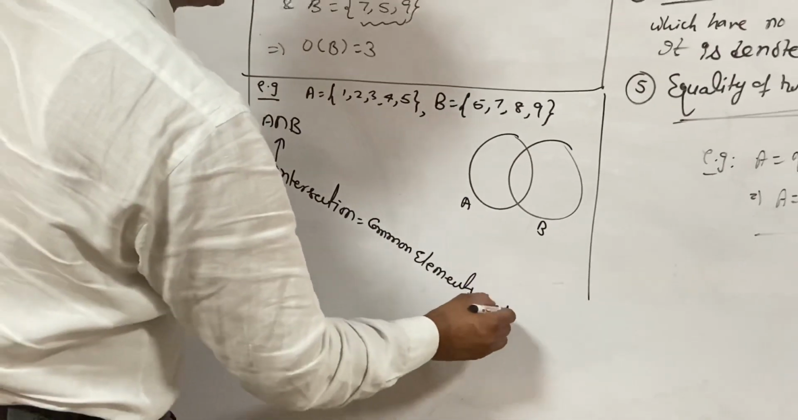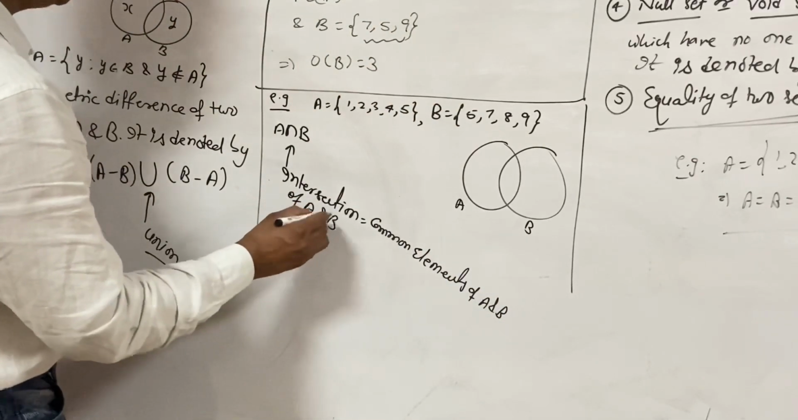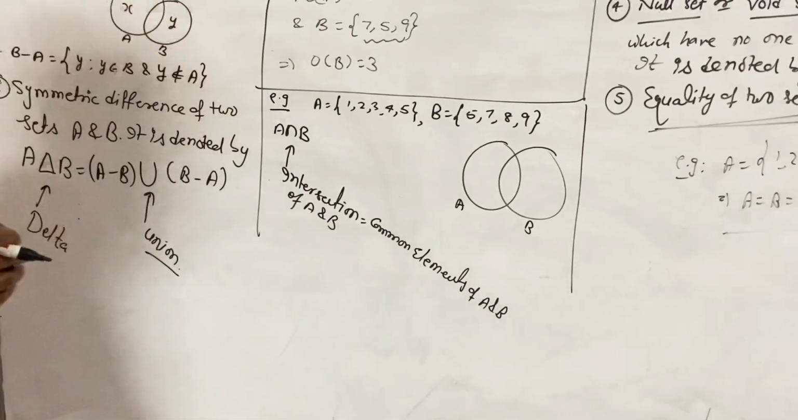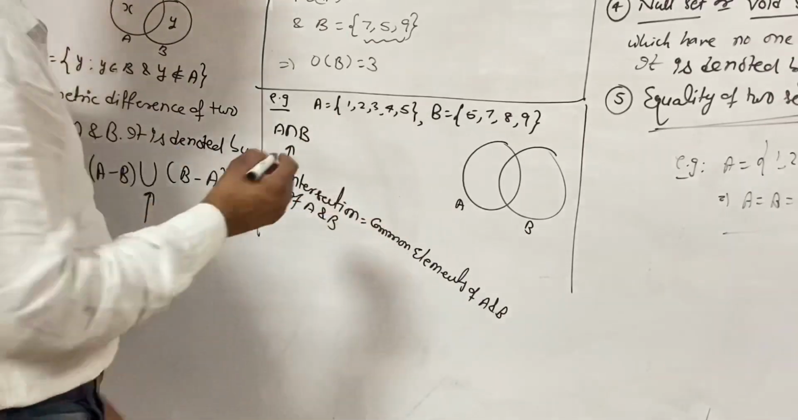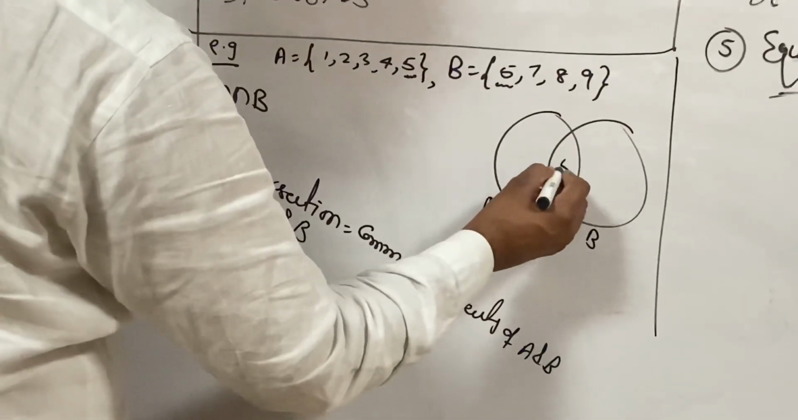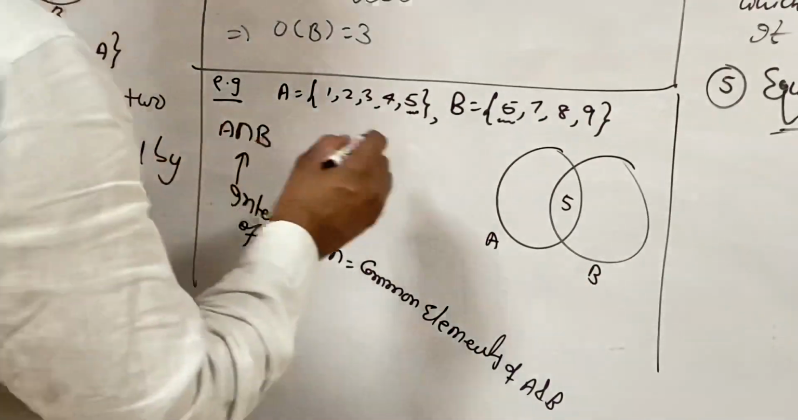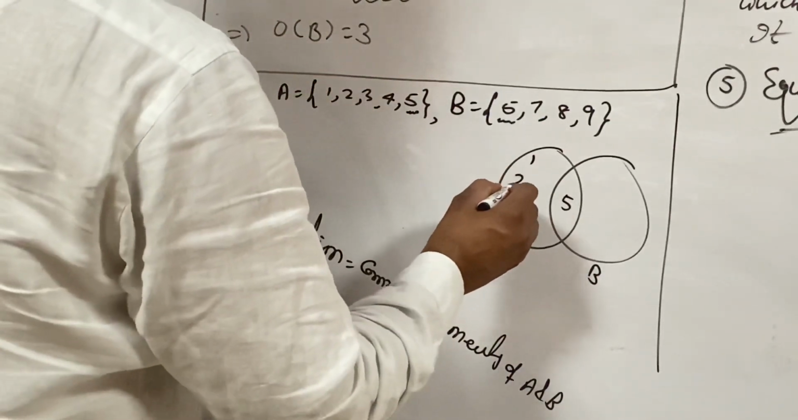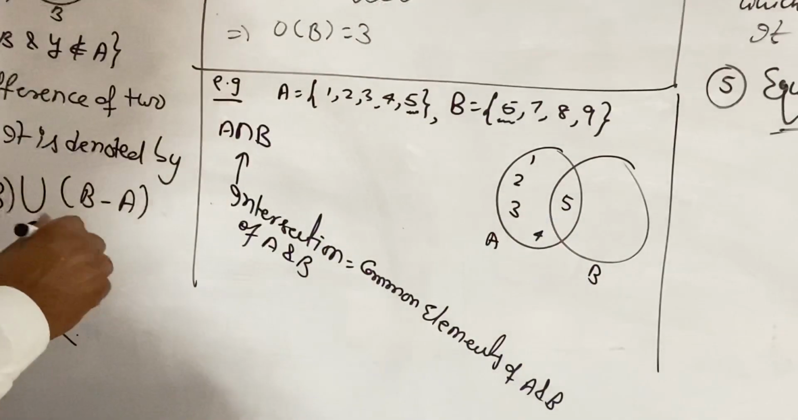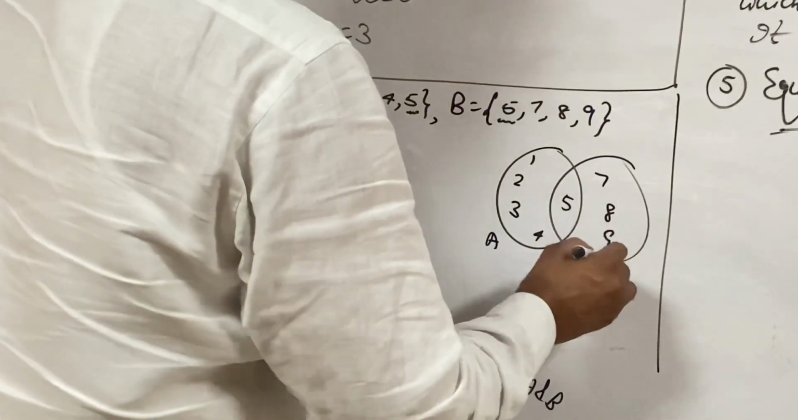Intersection of A and B. You can say this will be equal to the common elements of A and B. Out of these two sets, you can check that 5 is one of the common elements in both the sets. 5 lies in A and 5 lies in B also. But A contains elements 1, 2, 3, 4 and then 5 in common. And B contains 5 in common, 7, 8 and then 9.